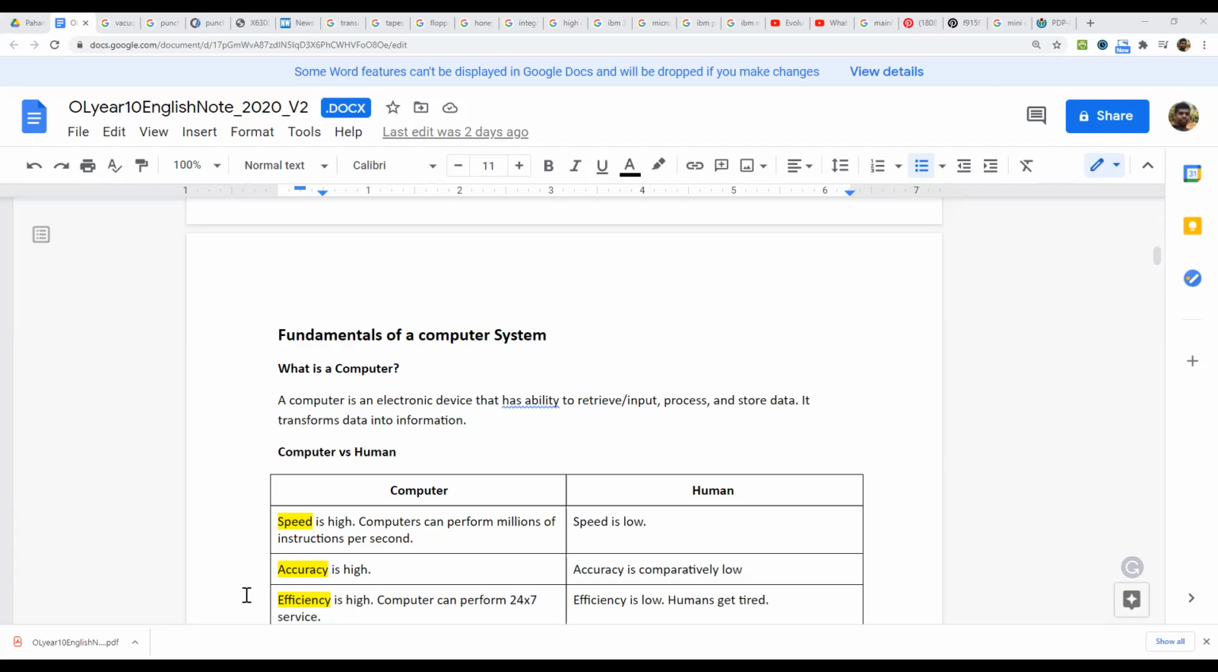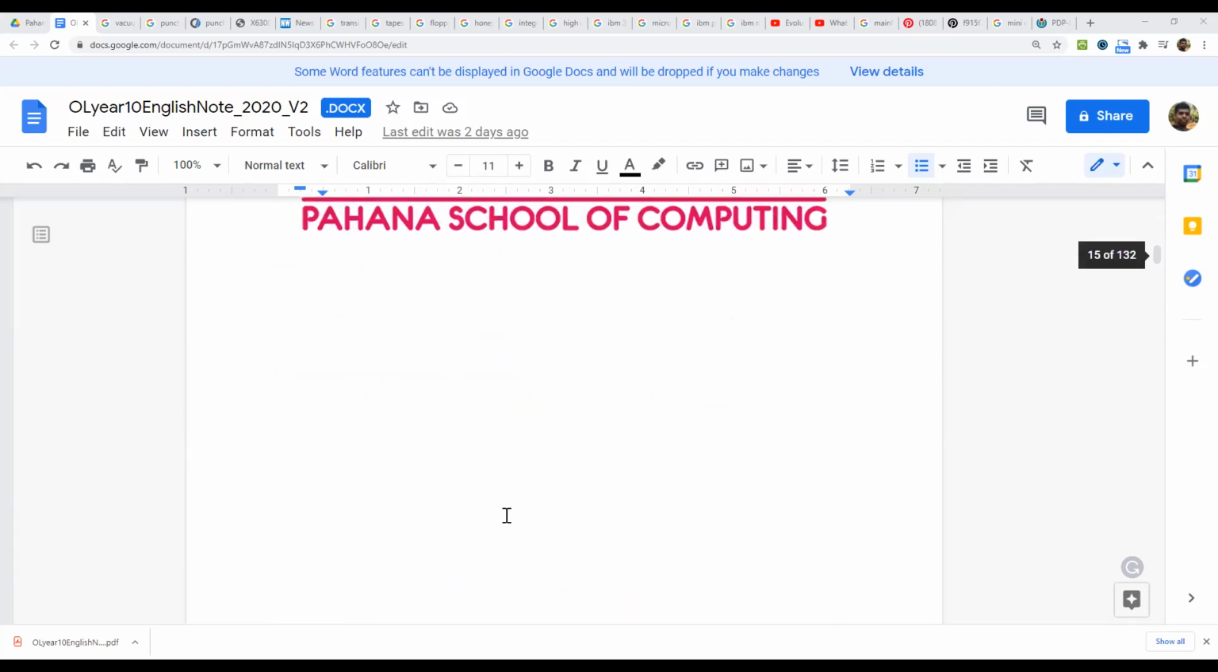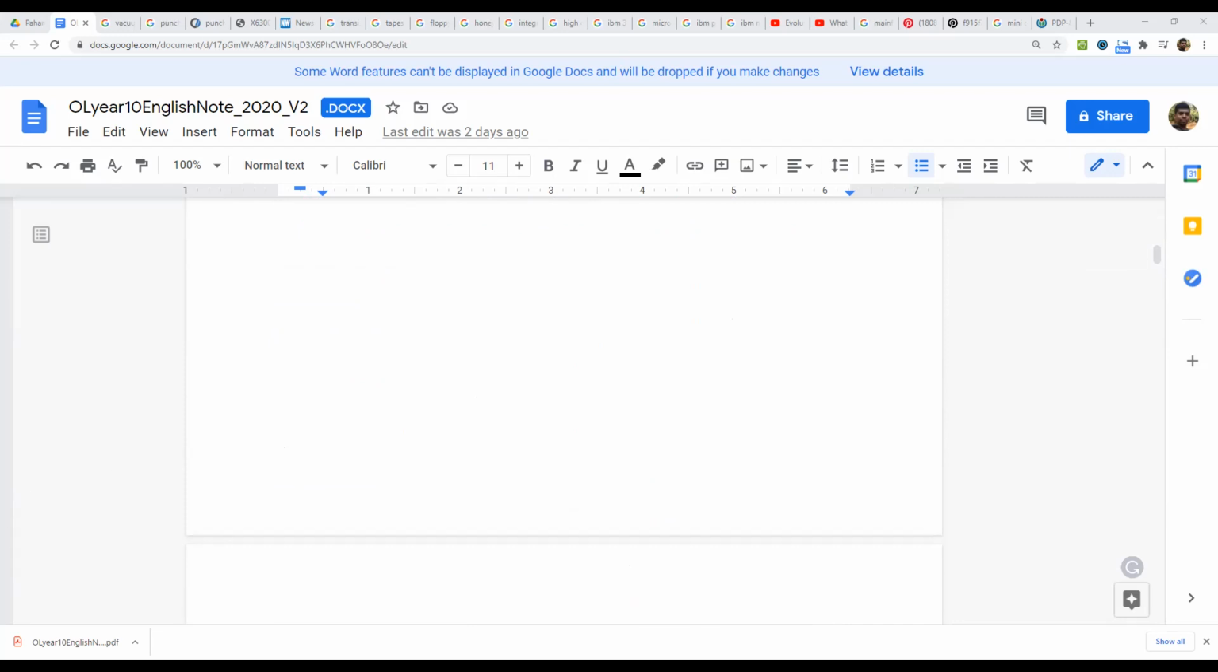The next one, we are going to look more inside the computer. So far, we have discussed in general about ICT as well as computers. Now we are going to look inside the computer. So let's start with the fundamentals of computer systems. When you say a computer, we know that it's an electronic device, isn't it? When we say computer, it's an electronic device, right?